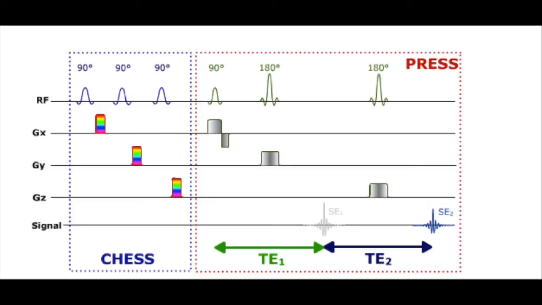Afterwards, there are two echoes produced in this sequence. The first one is produced at TE1 and the second one at TE2, and they don't have the same amplitude. TE2 is smaller than TE1 because of T2 decay, and PRESS has higher SNR compared to STEAM. It can be used with both small and large excitation times.